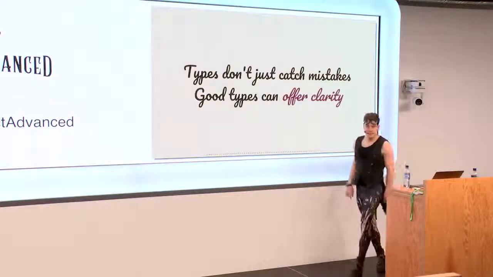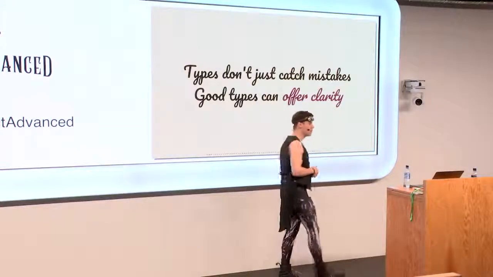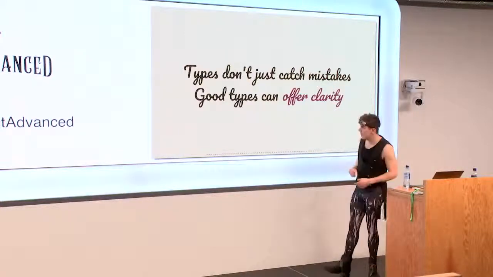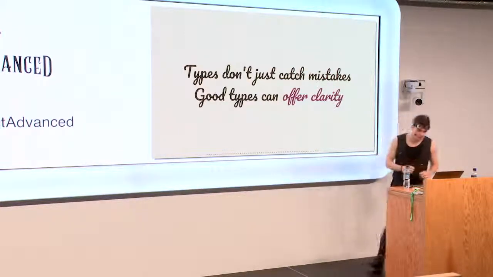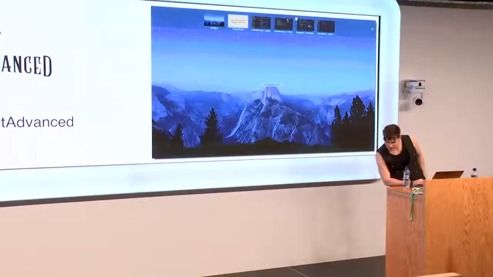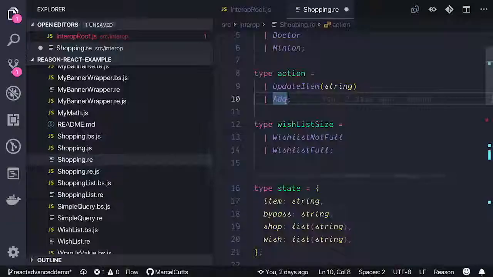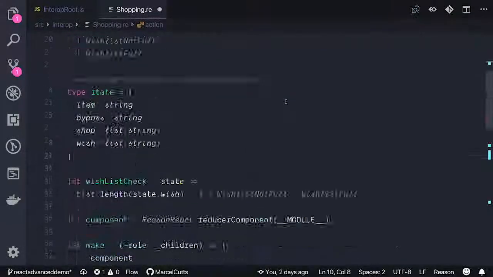Types don't just catch mistakes. Good types can also offer clarity, because they let you express your intent more clearly, succinctly, and in ways that can't go wrong. To do that, though, we'll probably need to use a language that lets us do more with types than just check strings. And for that, we're going to use this cool hipster language called ReasonML.